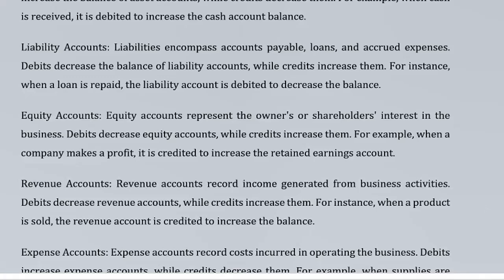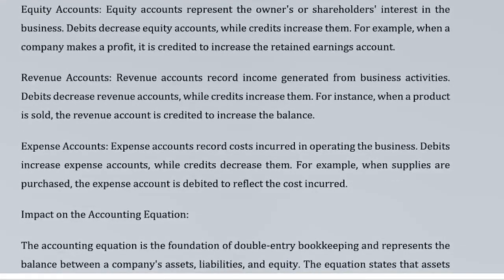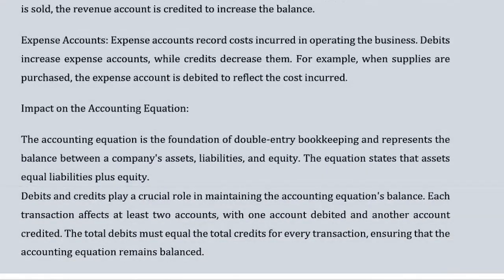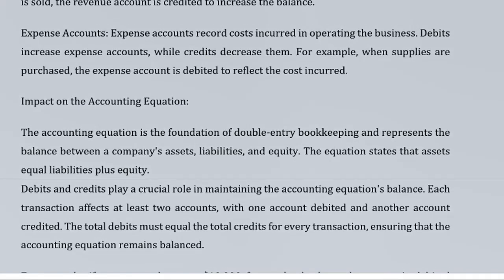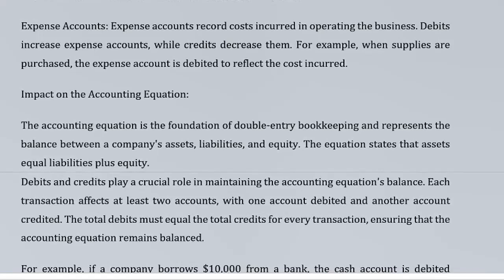Revenue accounts. Revenue accounts record income generated from business activities. Debits decrease revenue accounts, while credits increase them. For instance, when a product is sold, the revenue account is credited to increase the balance. Expense accounts. Expense accounts record costs incurred in operating the business. Debits increase expense accounts, while credits decrease them. For example, when supplies are purchased, the expense account is debited to reflect the cost incurred.